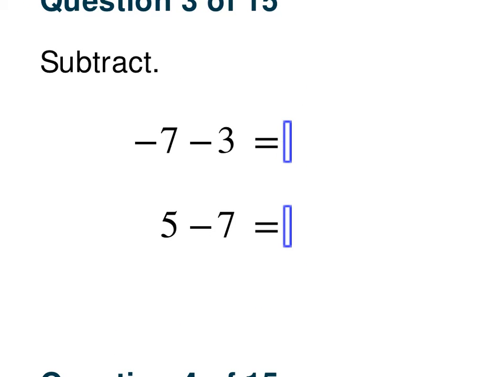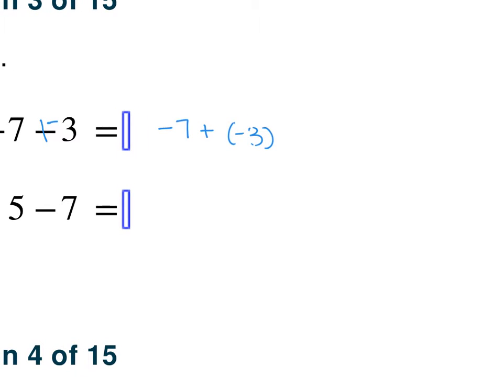So -7 minus 3 becomes -7 plus -3. Change it to addition, and do not forget to change the sign of that second number. So when I have -7 plus -3, that's 1, 2, 3, 4, 5, 6, 7, 8, 9, 10. 10 negatives. So the answer is -10.